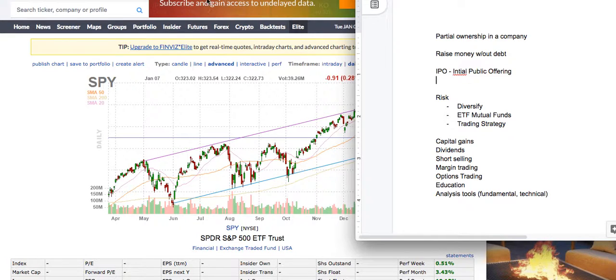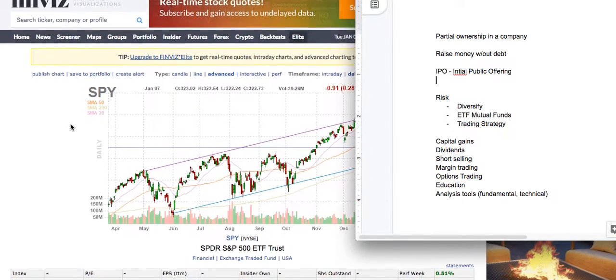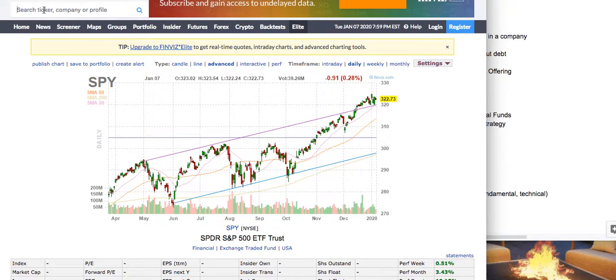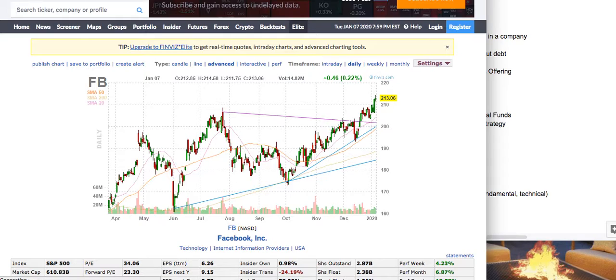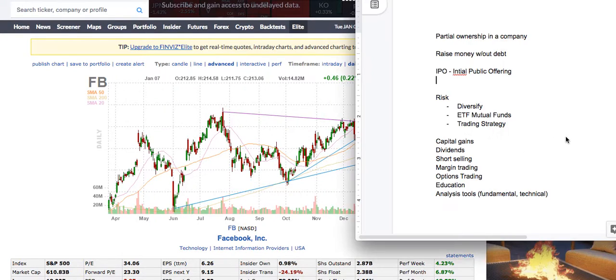So one of the other things that I talked about in the video, I went into some basics. I used Facebook as an example, and as you can see I typed in FB, which is Facebook's symbol. One of the things to understand is that it's just a symbol. That's just a quick way to look up a stock.